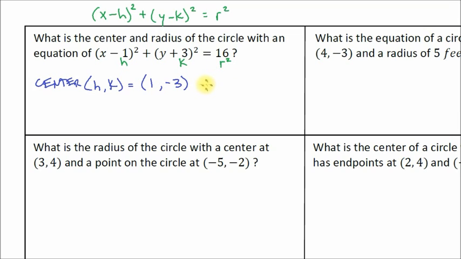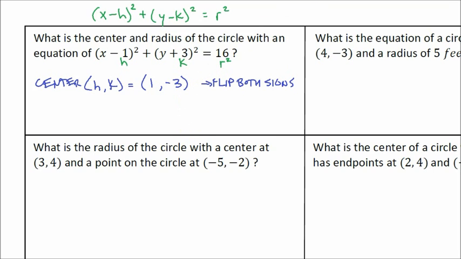I want you to remember on this, you flip both signs. Don't forget, with a circle, because the h shows up as negative h and the k shows up as negative k in our standard form, that means when you see this x minus 1, h is actually positive 1, and y plus 3, k is actually negative 3.